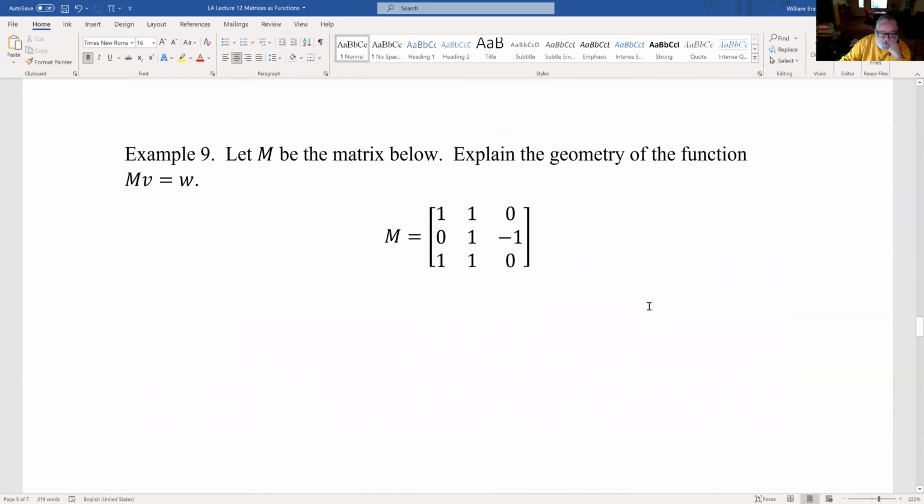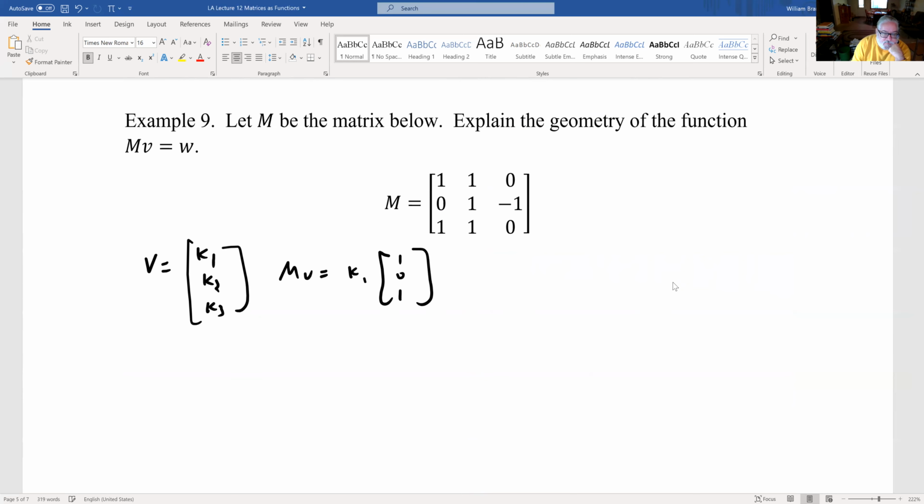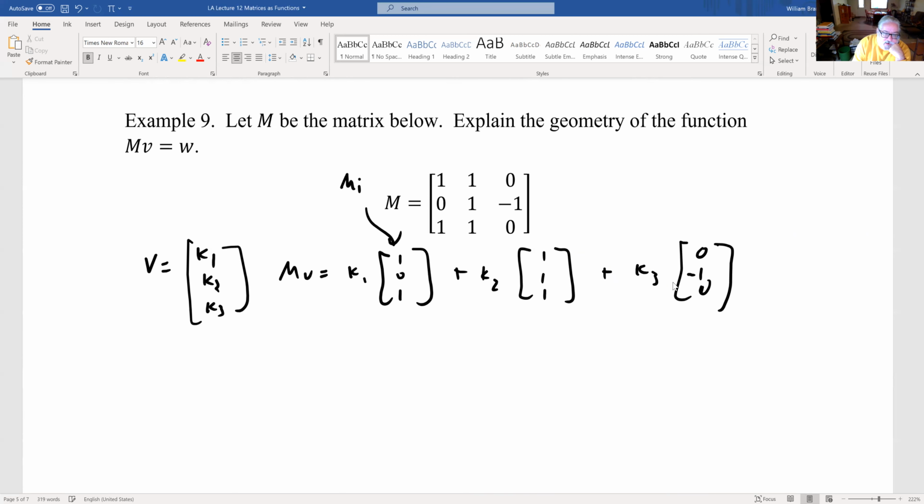So again, if I have a vector V equals K1, K2, K3, the matrix times V is going to be K1 times the first vector plus K2 times the second vector plus K3 times the third vector. Right? And keep in mind that this is M times I. The second column is M times J. The third column is M times K. Those are my three basis vectors. And this vector can be rewritten as K1 times I plus K2 times J plus K3 times K.